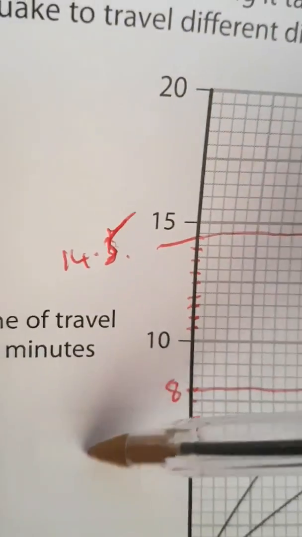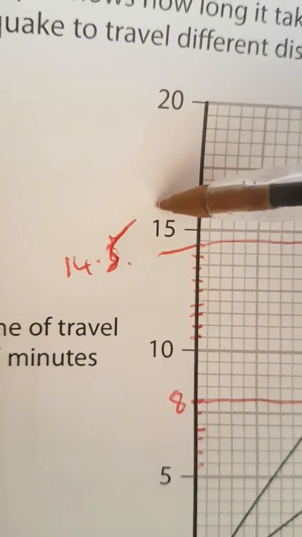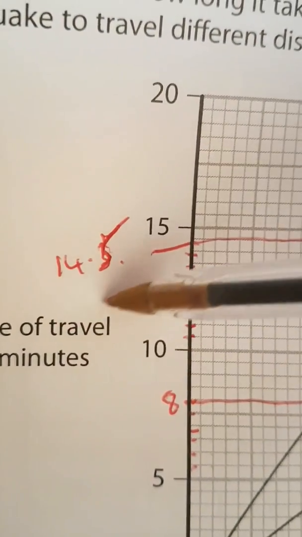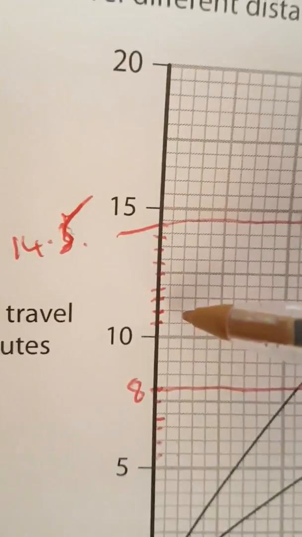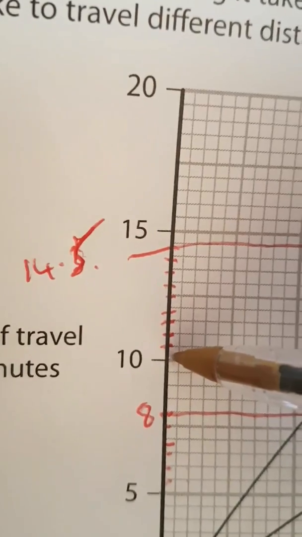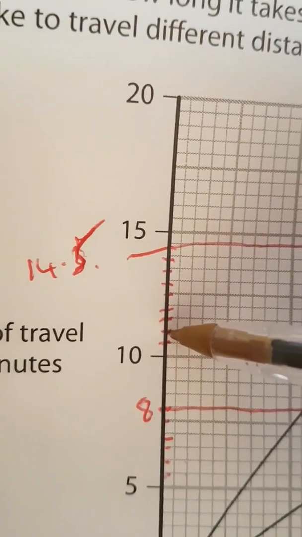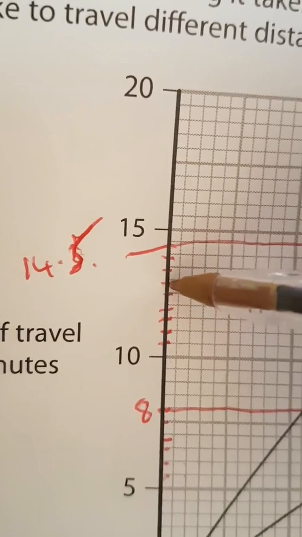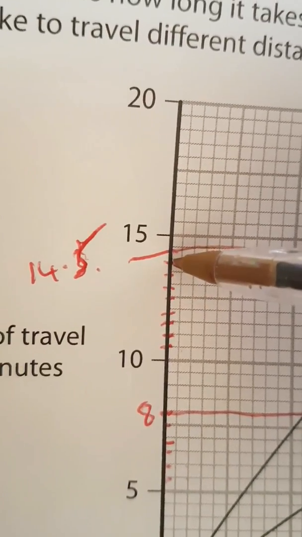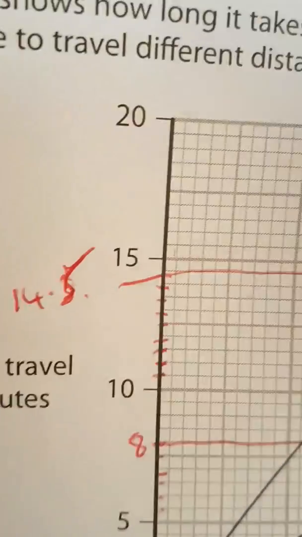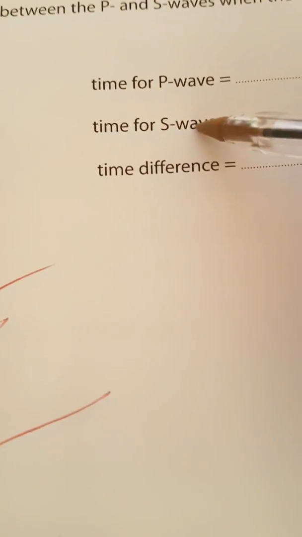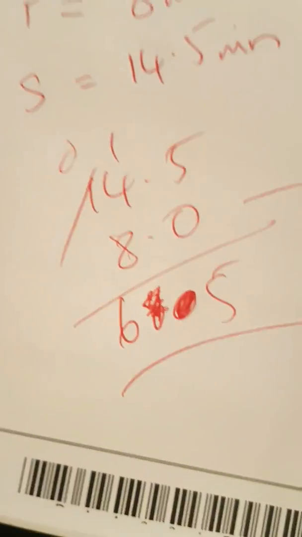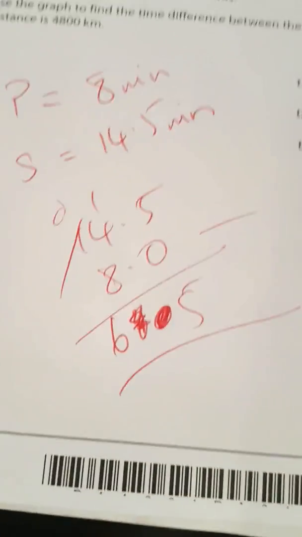So for the P wave, which is down here, this was 8 minutes, and for the S wave, which is up here, it came as 14.5 minutes, because each one of these is 30 seconds, so each one of these is half a minute. So 10, 11, 12, 13, 14, 14.5, 15 minutes. So your P is equal to 8 minutes, your S is equal to 14.5. Your time difference, you just take them away and it'll leave you at 6.5.